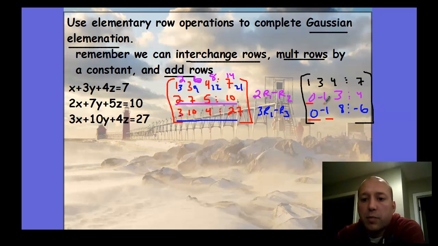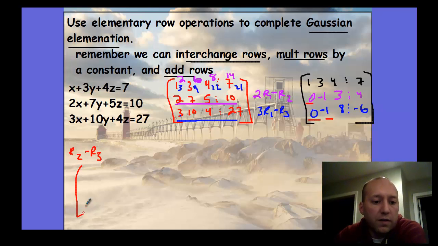So the next step would just be to subtract. I'm going to take row 2 and subtract row 3. If I do that, the first equation is 1, 3, 4, 7. Now the second equation, I can divide everything by a negative, basically just change the sign of it, so I get that leading coefficient of 1.